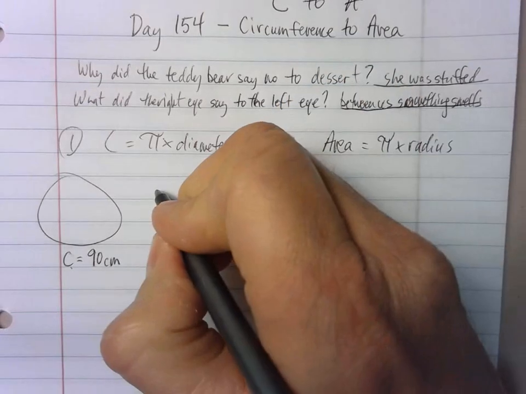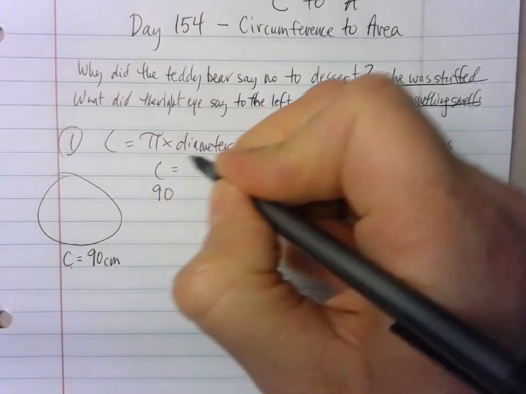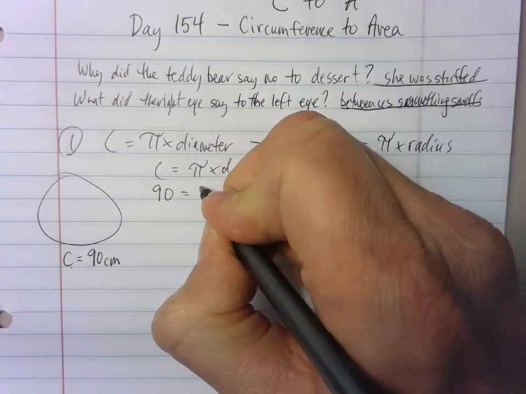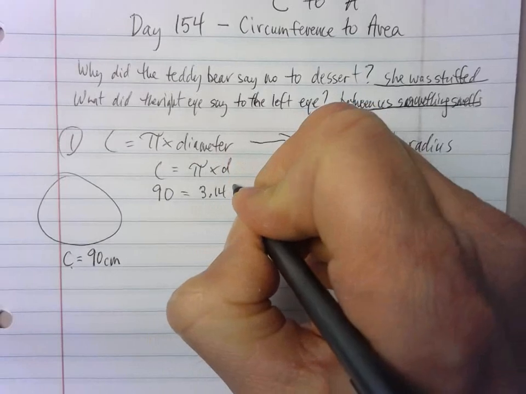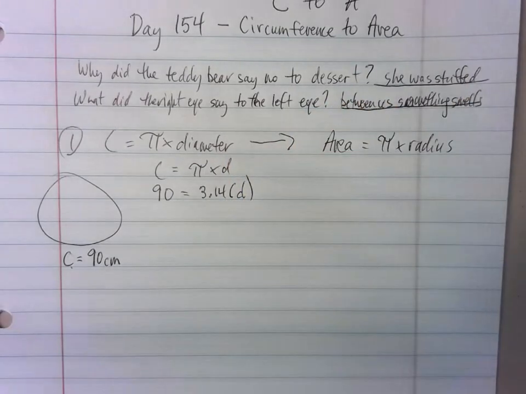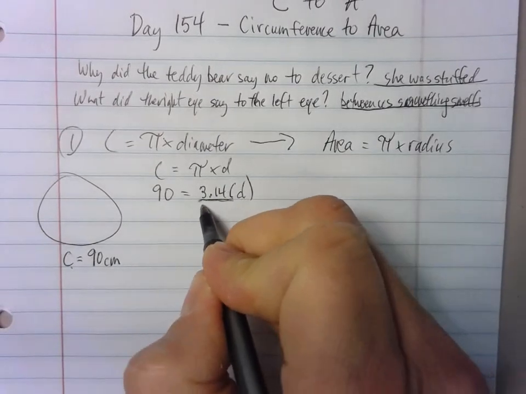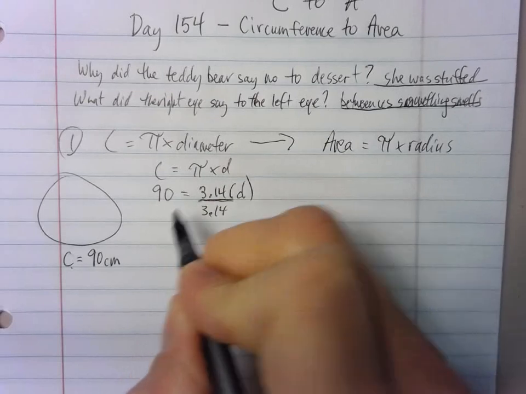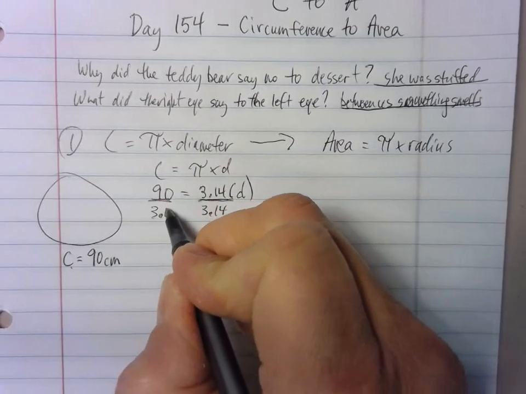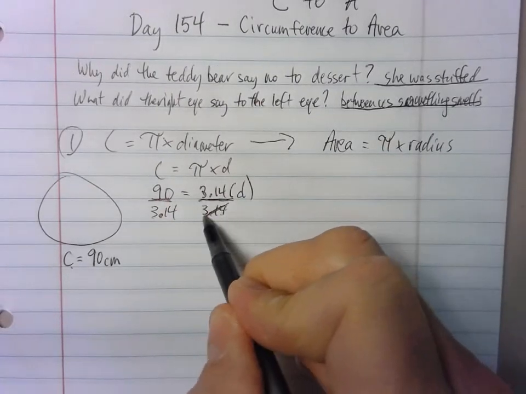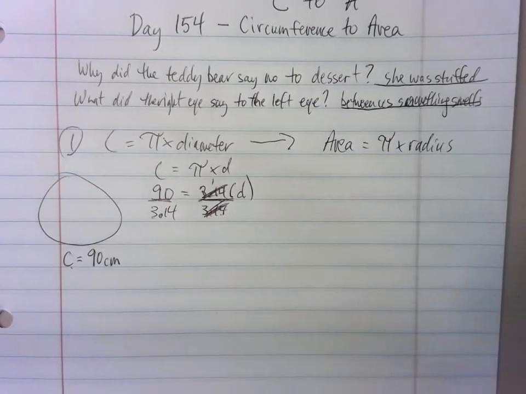If my circumference is 90, and my formula is pi times diameter, then 90 equals 3.14 times the diameter. We want to get the diameter by itself. Remembering our work with equations, the inverse of multiply is divide, so we divide by 3.14 on this side, which means we divide by 3.14 on the other side. 3.14 divided by 3.14 cancels out, because that equals 1.